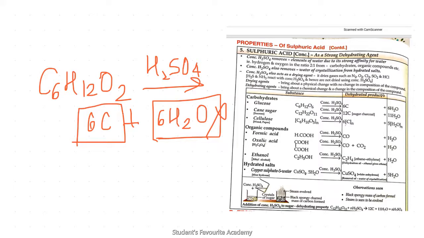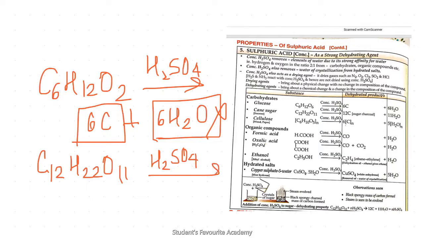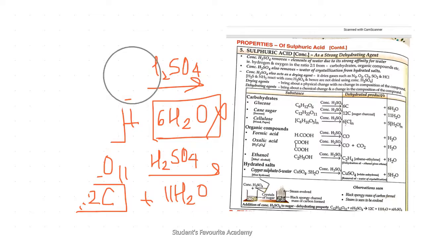When we talk about cane sugar, children, which is also called sucrose, the formula goes like this. What happens whenever we are passing H2SO4, and mind it, children, it has to be concentrated. What remains is only 12 times carbon, and the 11 molecules of water are being dehydrated. They are being removed, absorbed by the concentrated sulfuric acid because it has a very strong affinity.